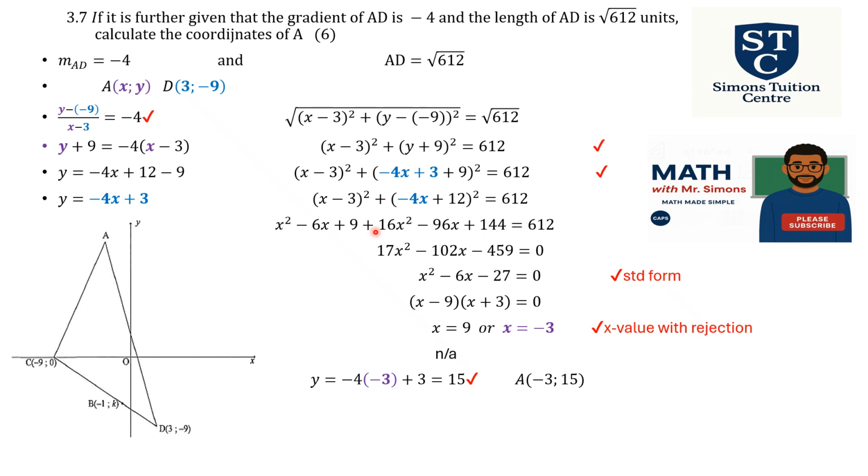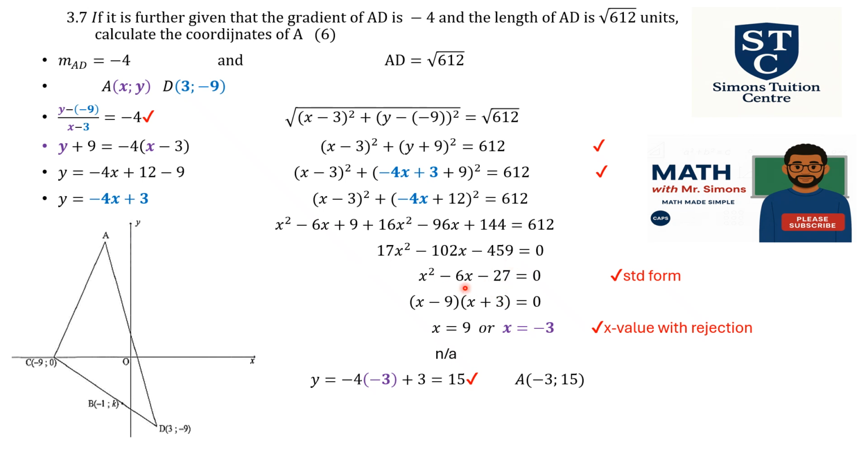If I simplify, 16x squared plus x squared gives me 17x squared. Minus 96x minus 6x would give me minus 102x. 9 plus 144 would give me 153. Minus 612 gives me minus 459 equals 0. Common factor there, 17 can divide into everything. So 17 divided by 17 is 1. 102 divided by 17 gives me 6. And 459 divided by 17 gives me 27.